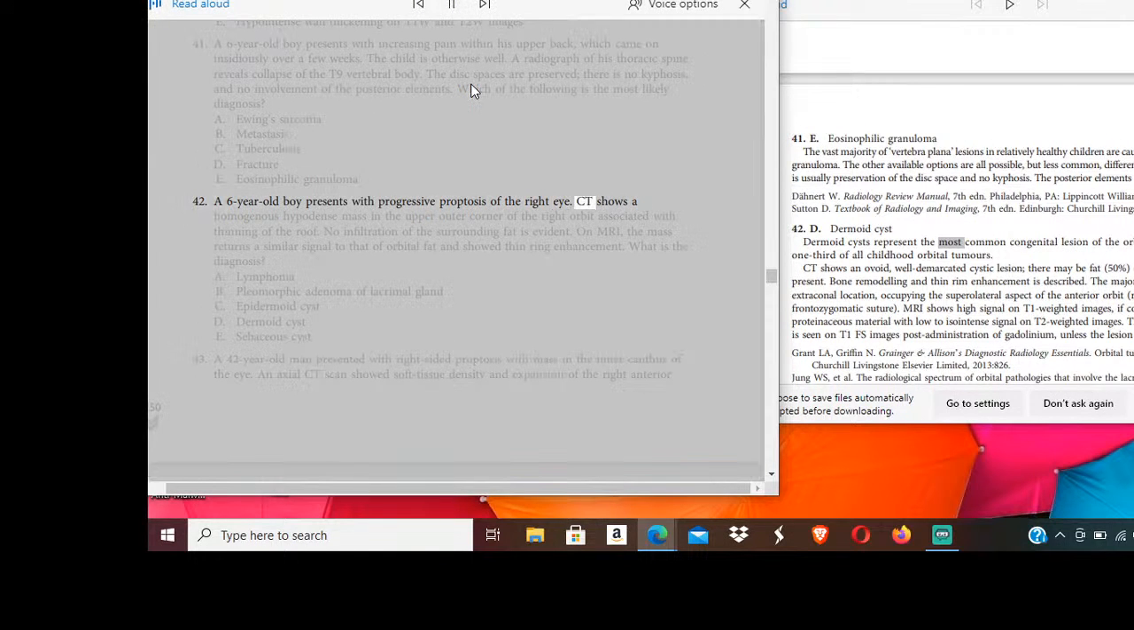right eye. CT shows a homogeneous hypodense mass in the upper outer corner of the right orbit associated with thinning of the roof. No infiltration of the surrounding fat is evident. On MRI, the mass returns a similar signal to that of orbital fat and showed thin ring enhancement. What is the diagnosis? A. Lymphoma B. Pleomorphic adenoma of lacrimal gland C. Epidermoid cyst D. Dermoid cyst E. Sebaceous cyst.